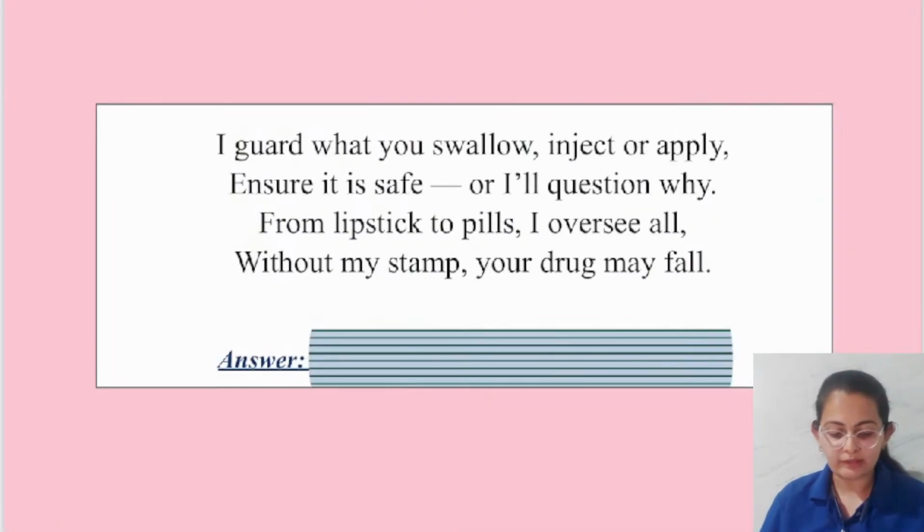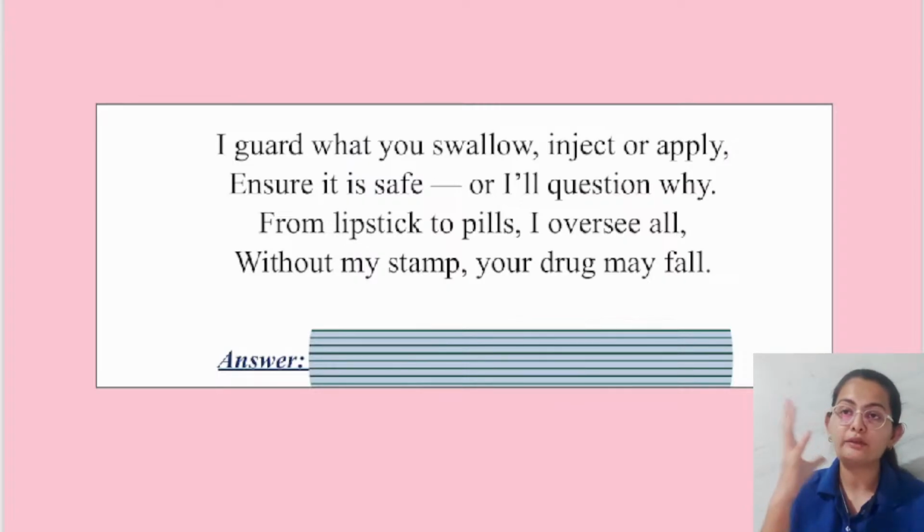Let me go through this riddle for you. Ensure that you also try to give an answer for this. I guard what you swallow, inject or apply. Whatever you swallow or whatever you inject or whatever you apply, I am the one guarding it.